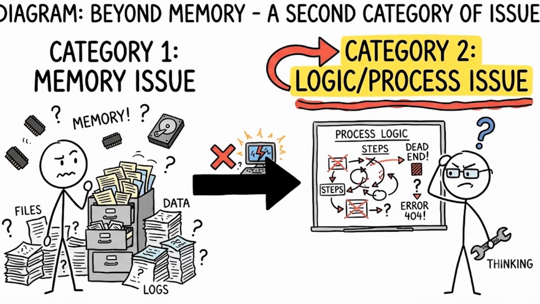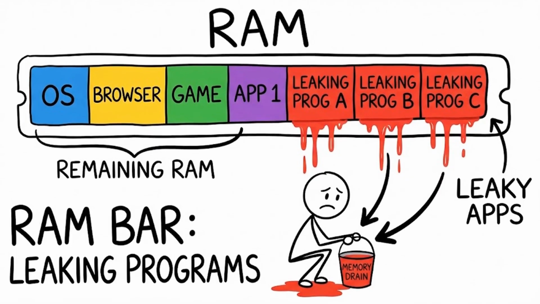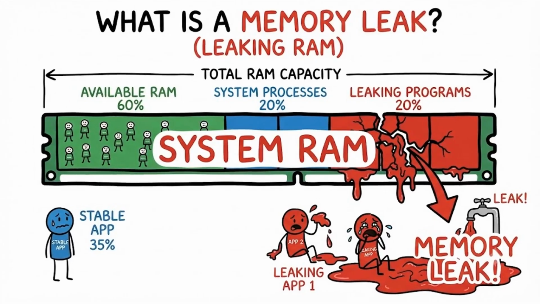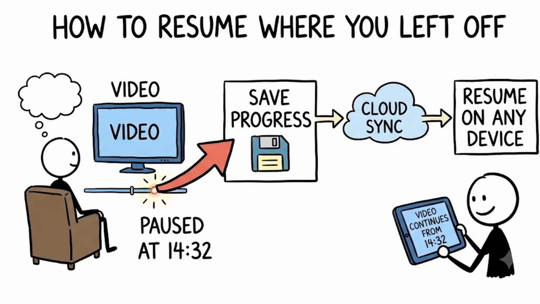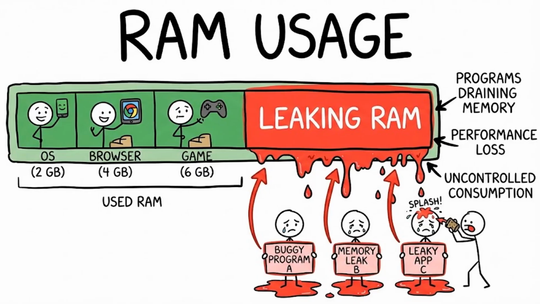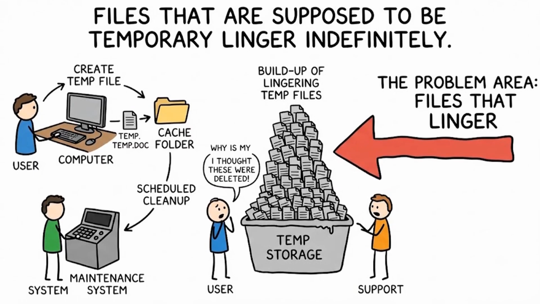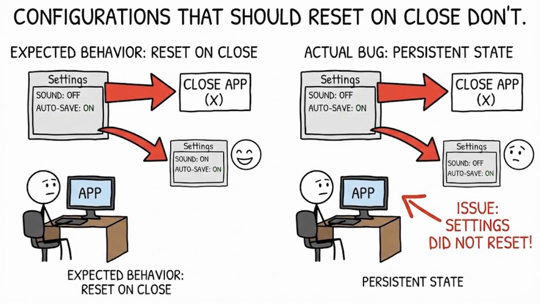There is a second category of issue beyond memory, and it is called state accumulation. When software runs, it writes temporary files, session data, configuration changes, and logs. It records its current state to disk so it can resume where it left off. Some of this is done carefully. Some of it is done sloppily. Files that are supposed to be temporary linger indefinitely. Configurations that should reset on close don't.